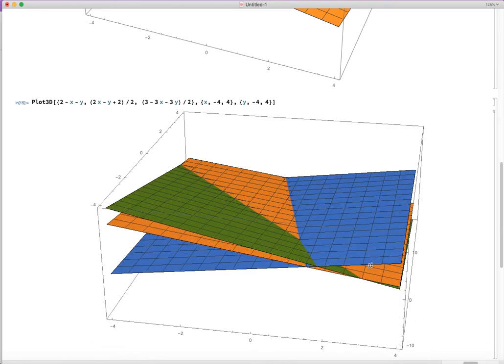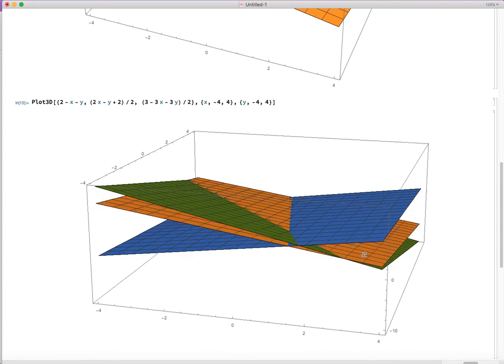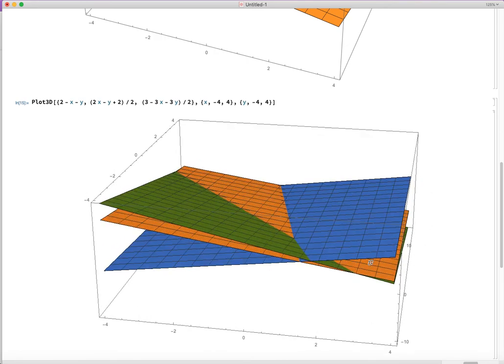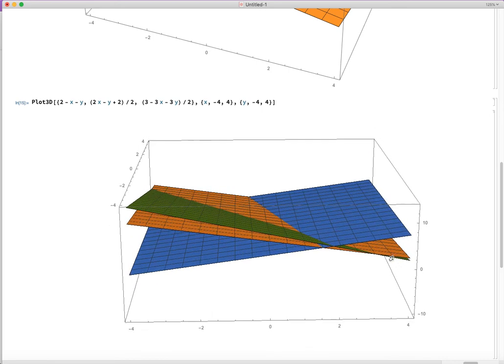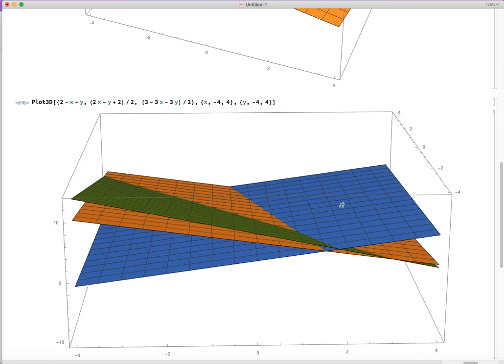Let me rotate the picture a little bit so you could observe the situation. We see that these three planes meet at a single point, and therefore we expect our system to have a single solution. That system will be an independent system, and let's see if we can find algebraically what that point is.